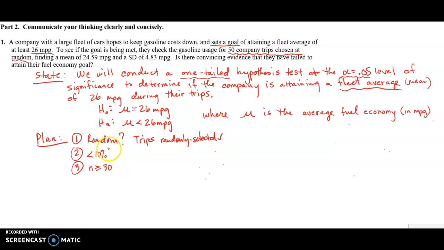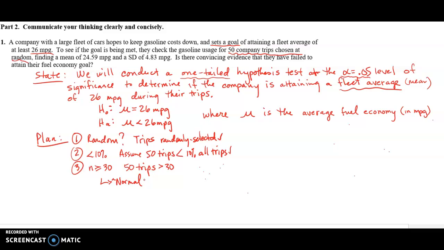We have to have less than 10%. Our sample has to be built on less than 10% of the population. So here we have to assume that 50 trips is less than 10% of all trips. So we're assuming that that works. That one checks out. And then the last one, we have to make sure our sample is big enough. In this case, we're dealing with means, so our sample has to be bigger than or equal to 30. We've got 50 trips here, so that one checks out. It's greater than 30, so we can assume this sampling distribution is approximately normal. So we're good. Our conditions check out.